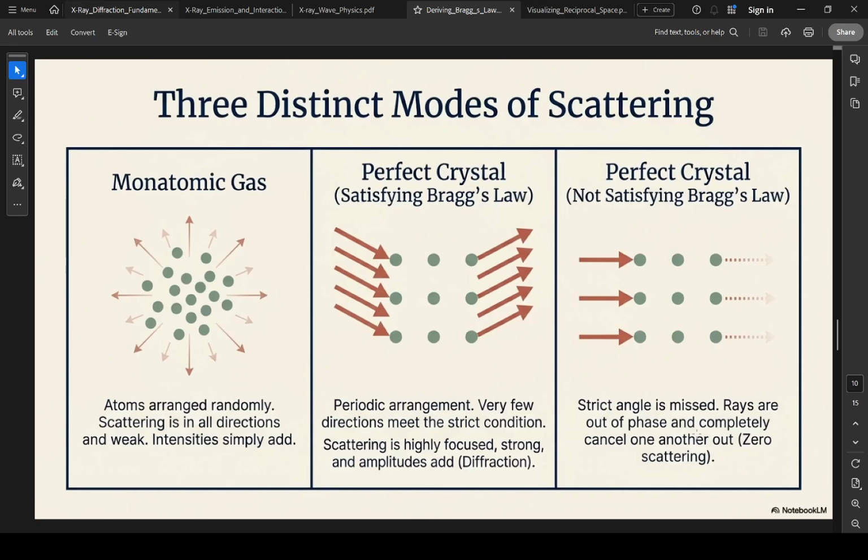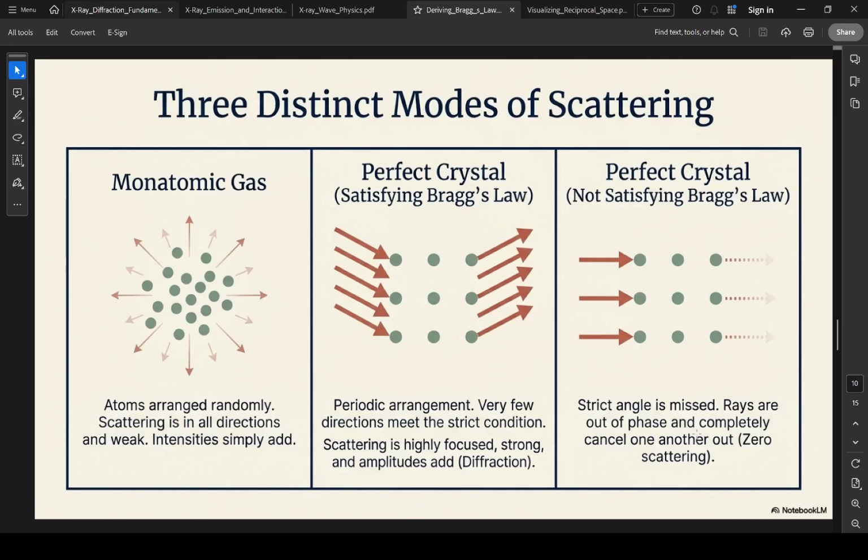So there are three distinct modes of scattering. One is monatomic gas. In a gas there is no crystal structure, so atoms are arranged randomly, and scattering is done in all directions, and it is also very weak. So intensity will simply add, since there is no proper path of the waves.